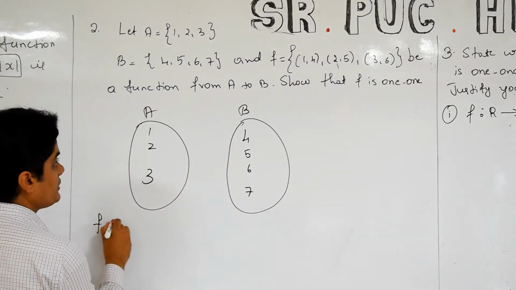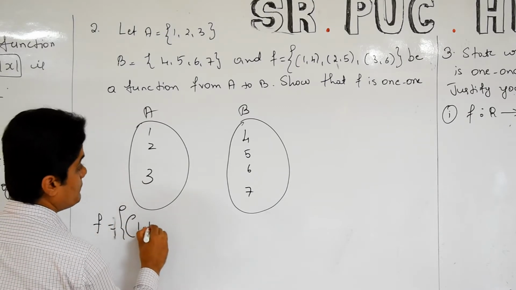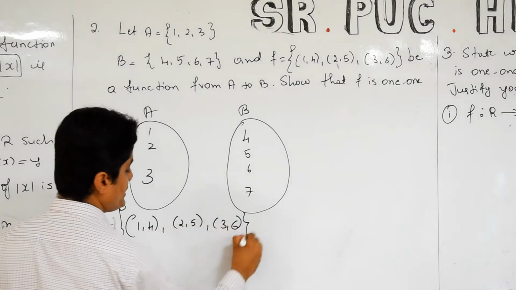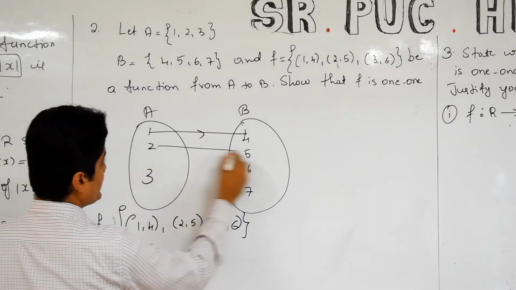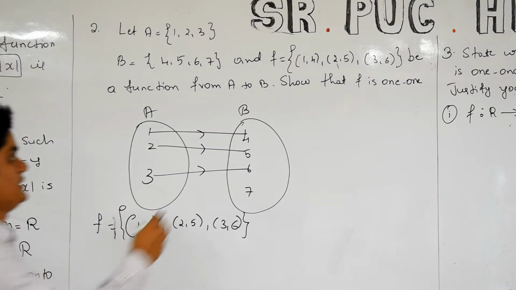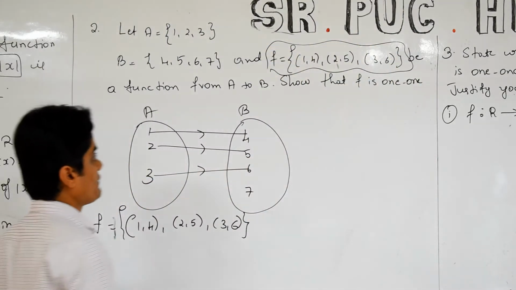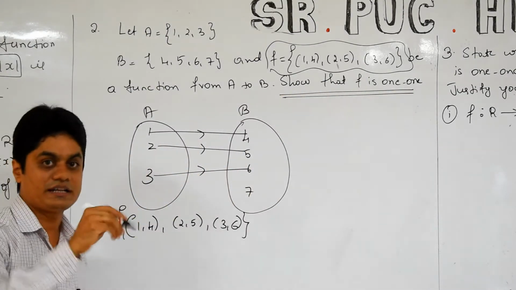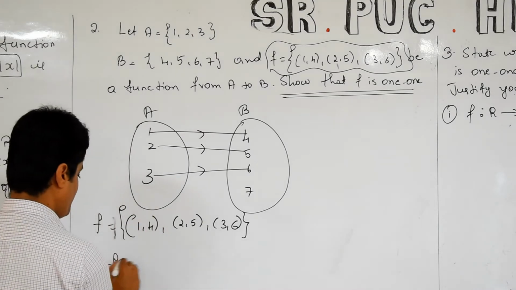What is the meaning of f equal to {(1, 4), (2, 5), (3, 6)}? The meaning is that 1 is connected to 4, 2 is connected to 5, 3 is connected to 6. This is the representation of the function in this pattern. Now we have to prove that it is one-one. You cannot use the definition that f of x1 equal f of x2 implies x1 equal x2. Just observation.